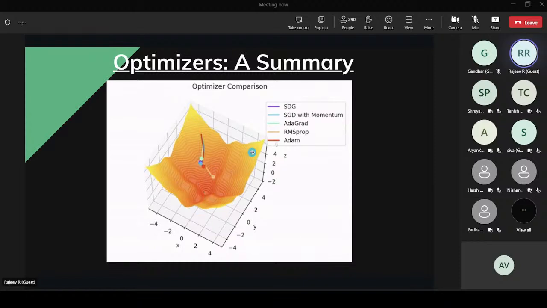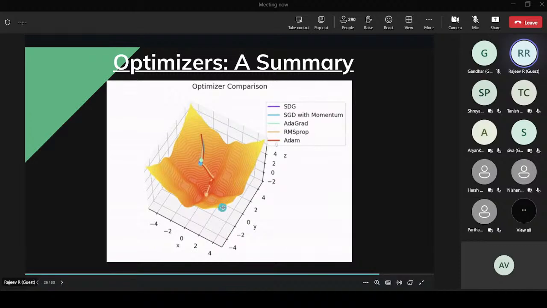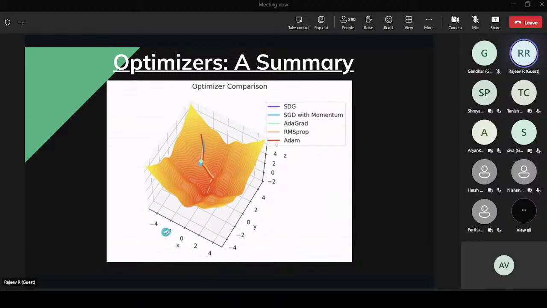Next, I'll show you guys my notebook, and how the optimizers compare with one another. That will help you see why we use different optimizers.